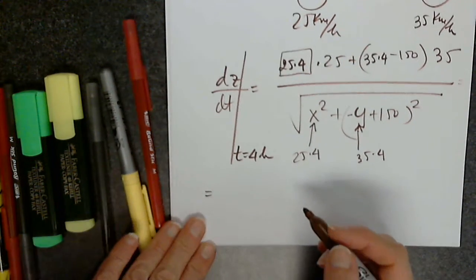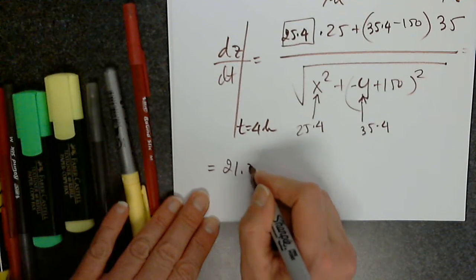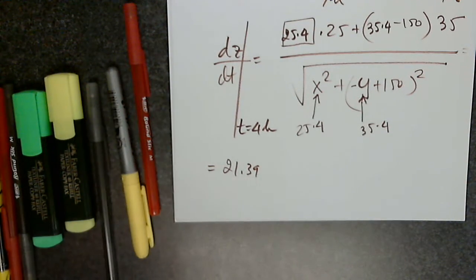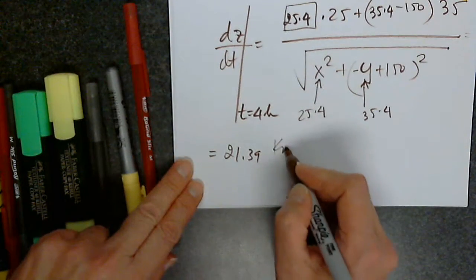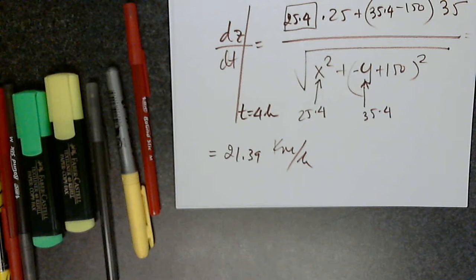21.39. So what is 21.39? Measurement unit. Thank you. So the distance between the two of them changes at a rate of 21.39 at the particular instant when t is 4 hours.